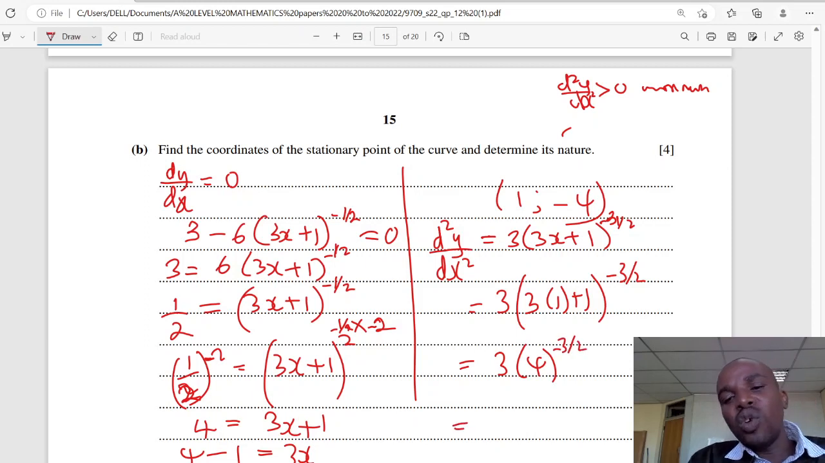4 to the power minus 3 over 2 is what? But you get an answer that is positive always. 4 to the power minus 3 over 2 gives you 1 over 8. 1 over 8 times 3 is 3 over 8. So this answer, d squared y over dx squared, is greater than 0.